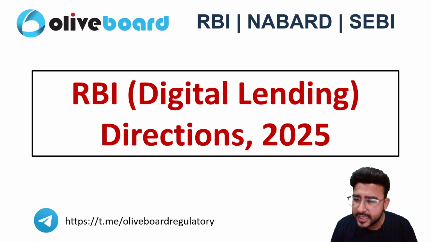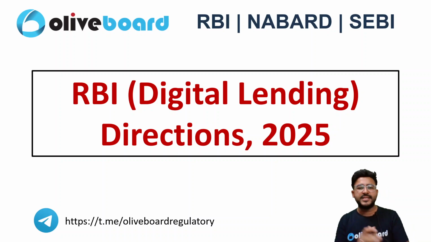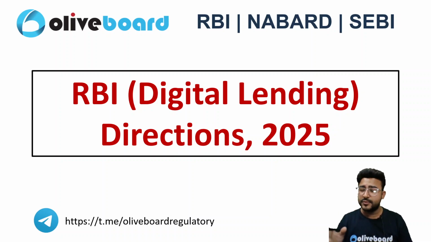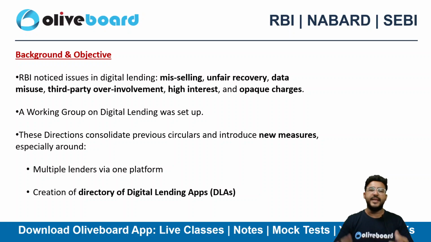Next, RBI Digital Lending Directions 2025. We have already covered these directions in much detail with MCQs as well, right, in a particular video. You can also watch that video if you want to have a look at these guidelines in a detailed manner, okay? What is the background? Look, in digital lending there are certain mis-selling practices, right? Unfair recovery, data misuse, third party over-involvement, stuff like that, which are not at all favorable for the digital lending ecosystem as a whole. So there were some malpractices that needed to be curbed.